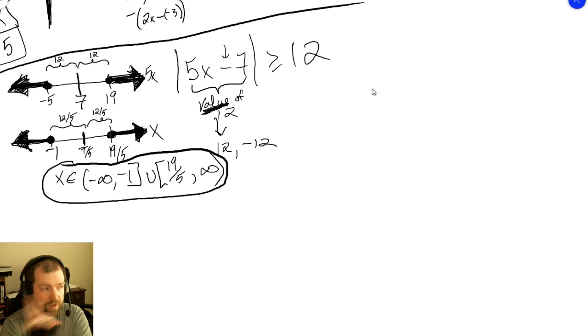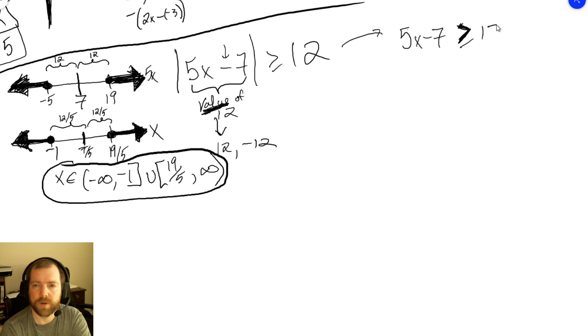Okay, well, let's look at this one algebraically before we jump too much into it. What I would recommend is that when you look at doing it algebraically, again, we're saying that you could do this as the piecewise function. 5x minus 7 is greater than or equal to 12.